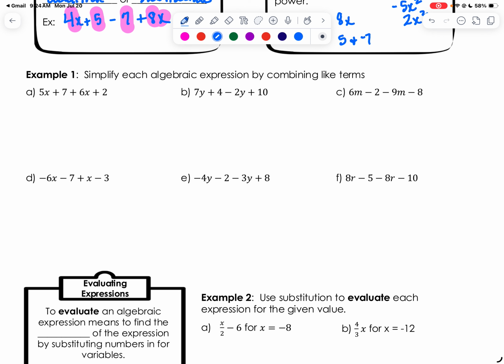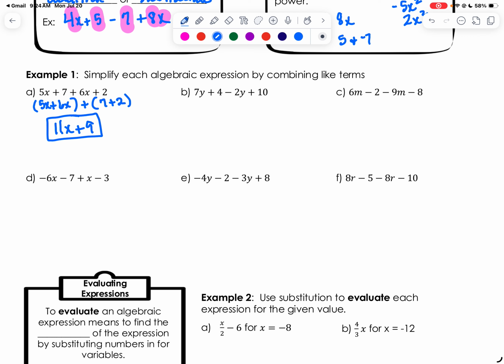Now, when we're simplifying, we can simplify algebraic expressions by combining like terms. So here's what that means. In problem A, we have 5x plus 7 plus 6x plus 2. And what we can do is we can combine the 5x and the 6x because those are like terms. And then we can combine the 7 and the 2 because those are like terms. And so what we can do is go from an expression that had 4 terms down to an expression that had 2 terms. So 5x plus 6x is 11x. 7 plus 2 is 9.